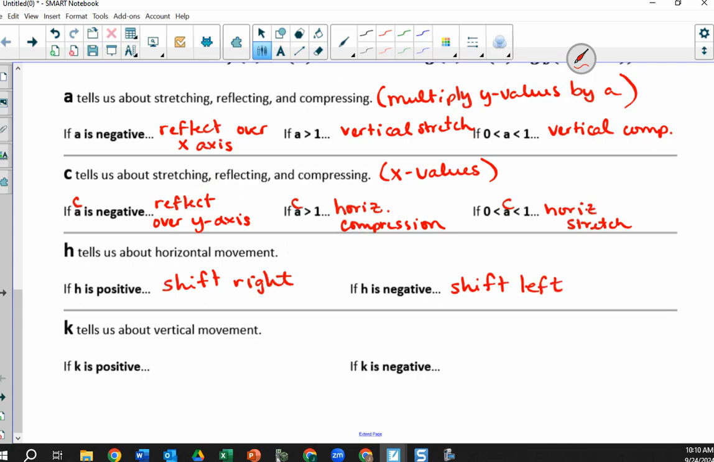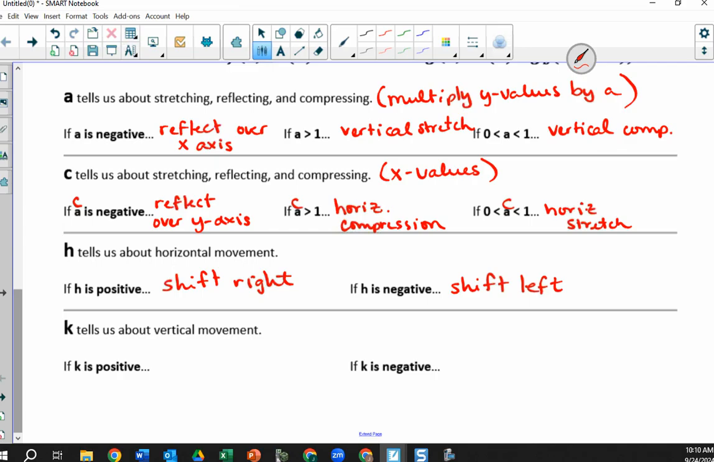So the horizontal stuff is always the trickier part. It's weird, not exactly what it looks like it should be. But the vertical stuff is easy. That k outside is the vertical movement, and it's exactly what it seems like it should be. If k is positive, it'll say like +2.